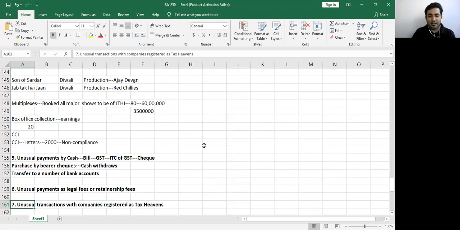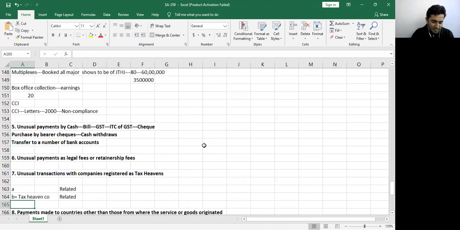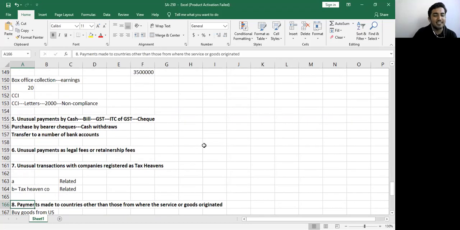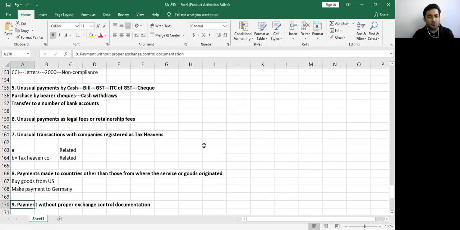Then you have unusual transactions with companies registered in tax havens. So if there are companies that are registered in tax havens, then they can take undue benefit of this. So it is very important to understand the nature of these transactions with companies which are registered in tax havens. Payments are made to countries other than those from which the goods and services originated. So again, this can be indicative of some kind of non-compliance. So non-compliance with RBI norms, non-compliance with FEMA, all these acts play an important role when it comes to point number 8.